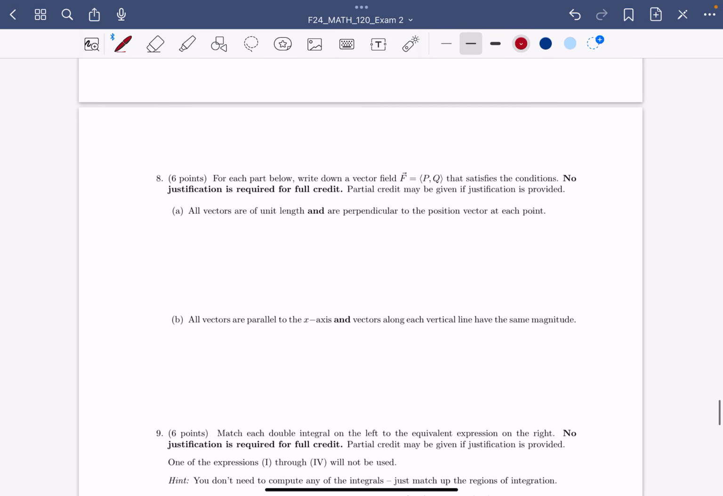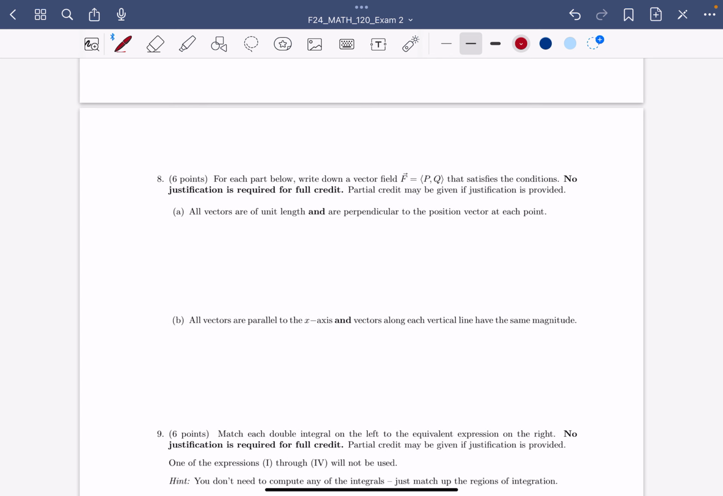Okay, problem number 8. For each part below, write down a vector field such that it satisfies some conditions. You don't have to make your own justifications. But if you do provide your justification, then there might be some partial credits.